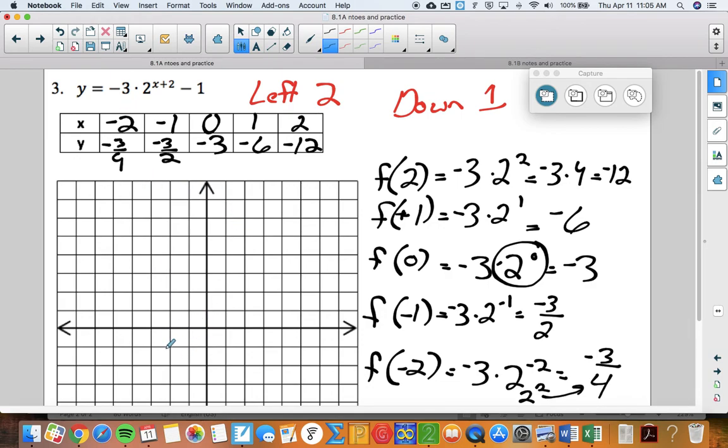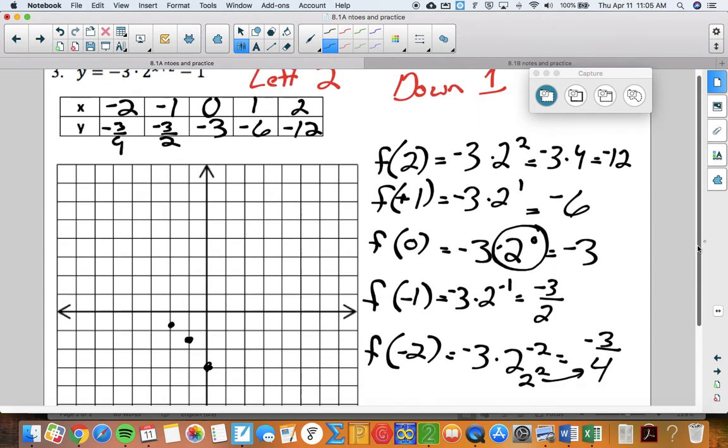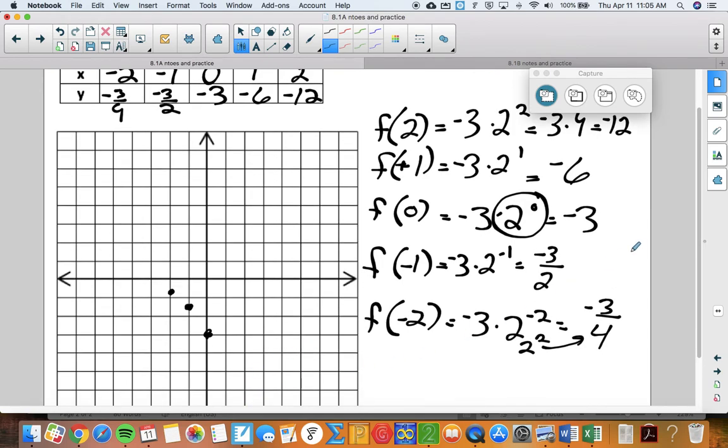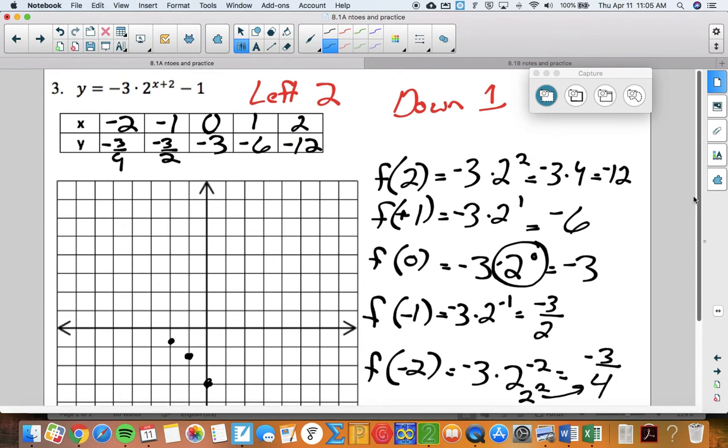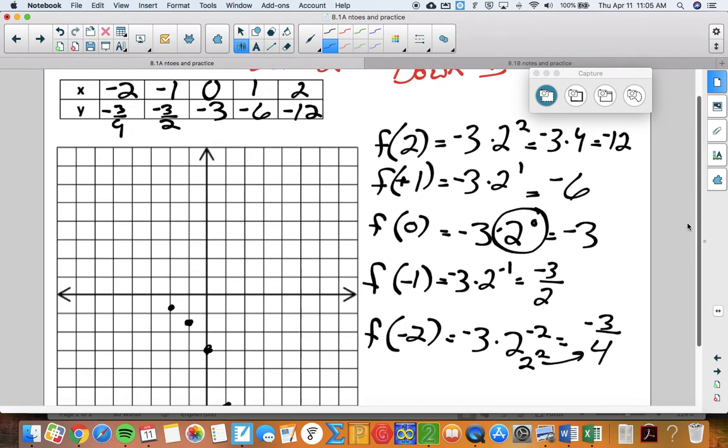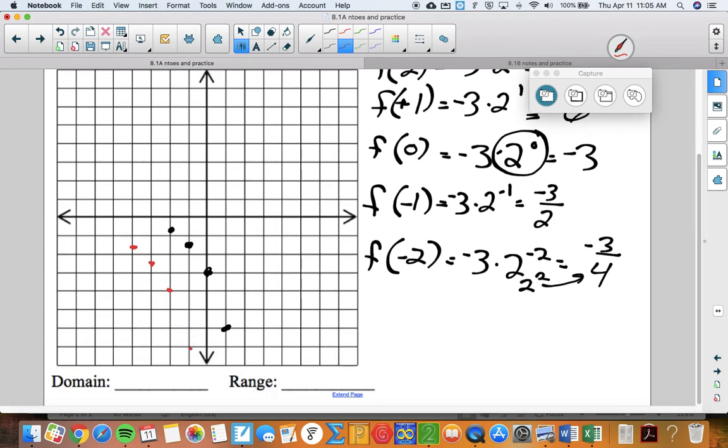All right, let's plot them. -2, -3/4 would be most of the way to -1. -3/2 is 1.5. 0, -3. 1, -6. And then I can't fit the -12 on there. Now my shift is left 2 and down 1. So left 2, down 1, left 2, down 1, and finally left 2, down 1.